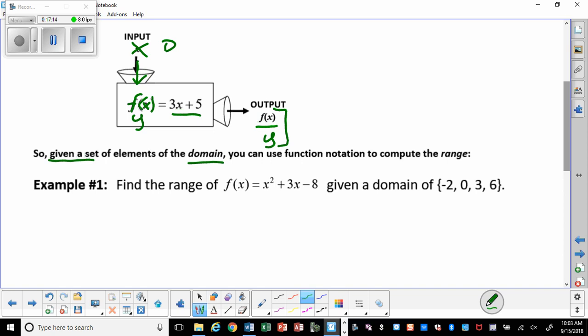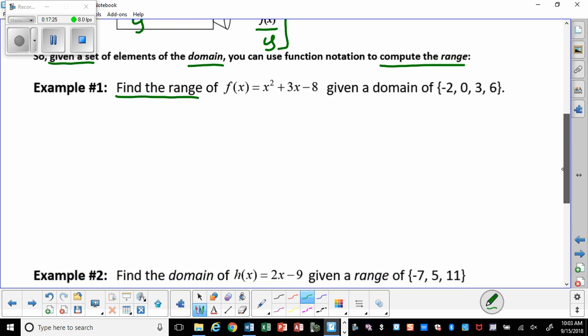You're given the domain in this case, and then you're going to compute the range. Again, it says find the range. The directions help you in math. They tell you how to solve the problem. Get out of the habit of just zooming in on the numbers and the variables. The words tell you what to do. So it says find the range.